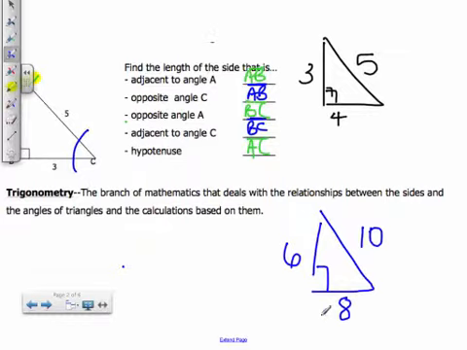Basically, what trigonometry says, again, is that all right triangles that have the same angle measurements, so this angle right here, will always be equal to this angle right here if the two triangles are proportional.